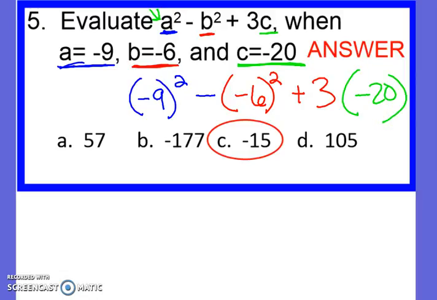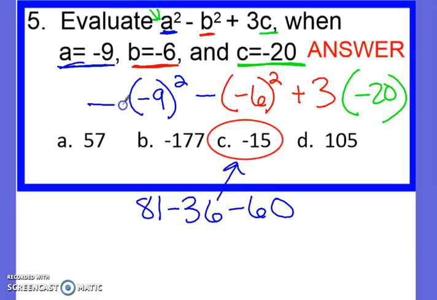At that point, put it in your calculator exactly as you see it. Of course, 100%, you can do the actual math, which would be negative 9 times negative 9 is 81, minus negative 6 times negative 6 is 36. A positive 3 times a negative 20 is a negative 60. And then 81 minus 36 minus 60 is negative 15.